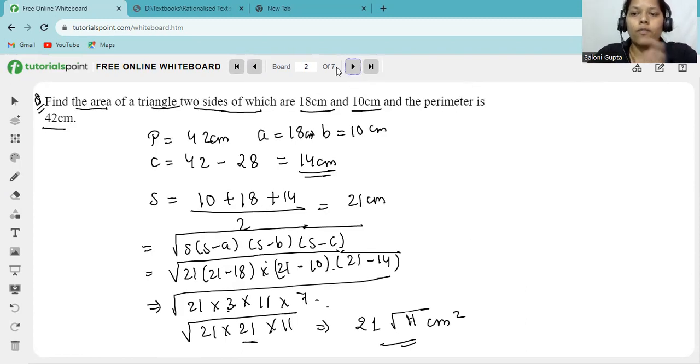Then we discussed the questions of exercise 13.1. In this video, I have covered all the questions of this chapter. The first exercise I have completed. In some books it is chapter 10 and in some books it is chapter 12, so you can see it accordingly, but the title is the same, that is Heron's formula.